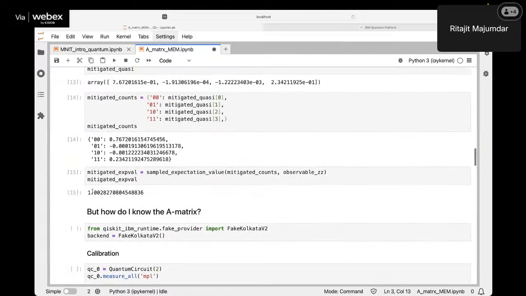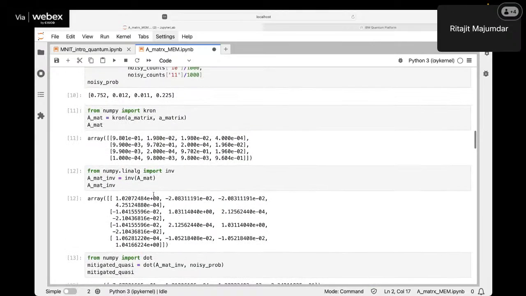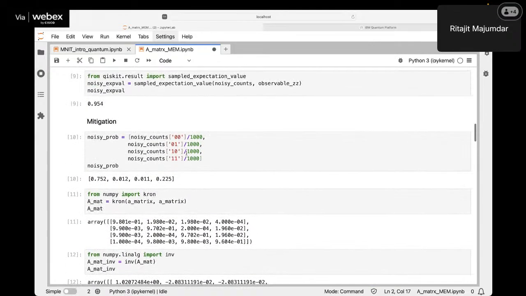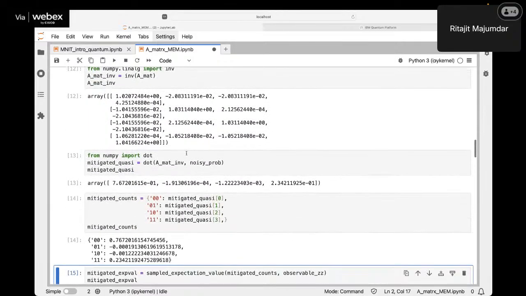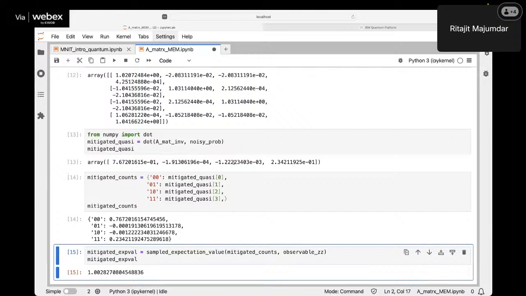This is also not perfect, but the error is in the third decimal place. So this is better in some sense. This is better than the noisy expectation value. This is as simple as it can get. This is the basic of measurement error mitigation using this A matrix method.